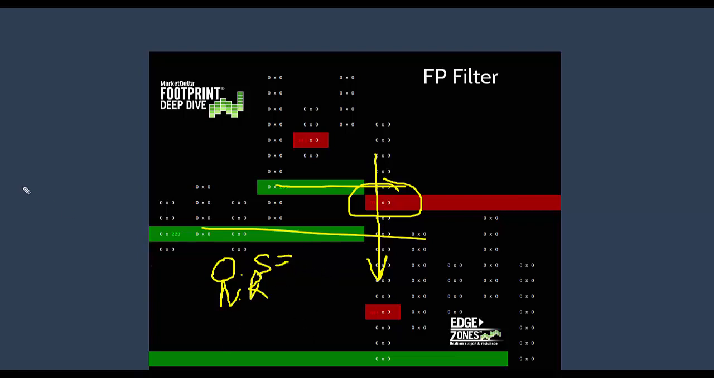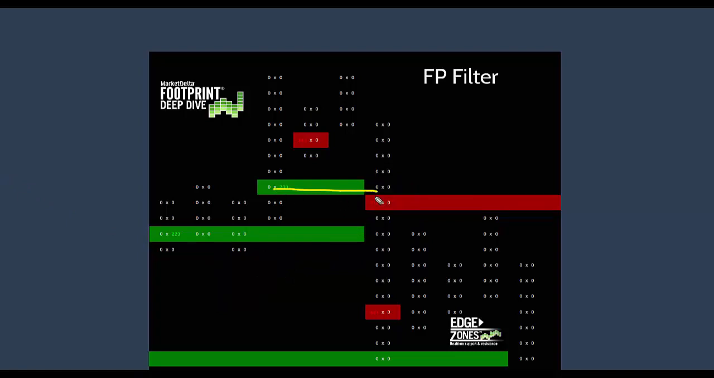Not only did they breach areas of potential support, but they threw in new resistance. Remember, this is on a filter. Go back and watch, if you're a little fuzzy on the filter, the video I did earlier on the deep dive about the footprint filter and why these numbers would appear and how you could change your settings for what you deem to be big size.